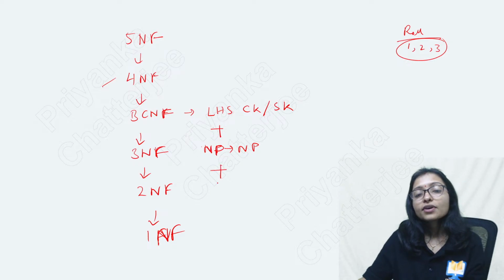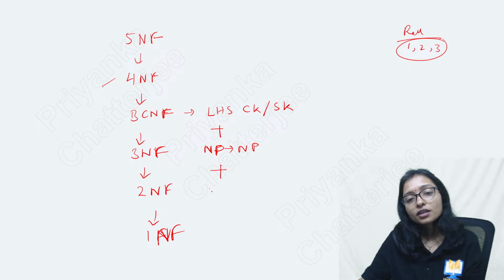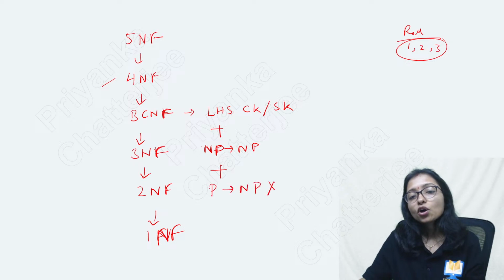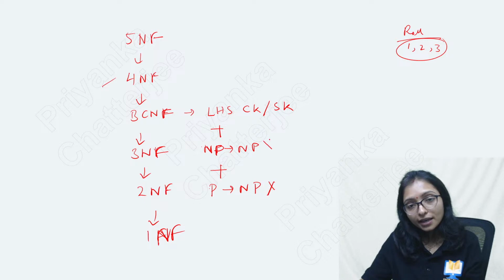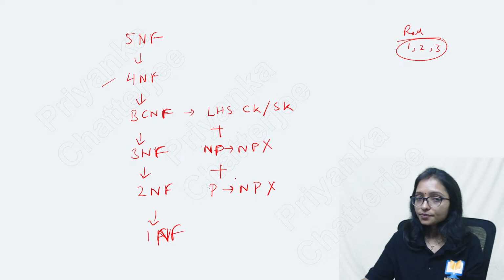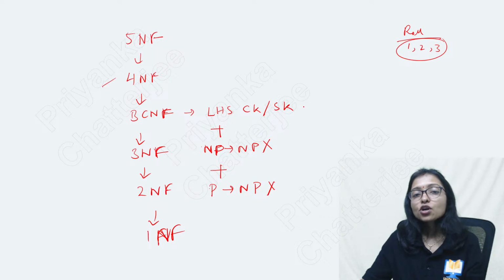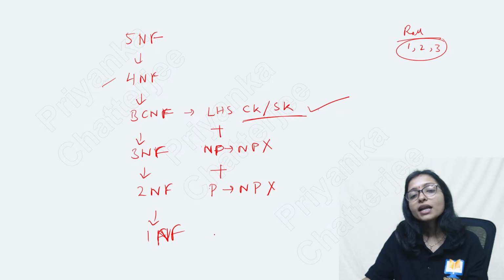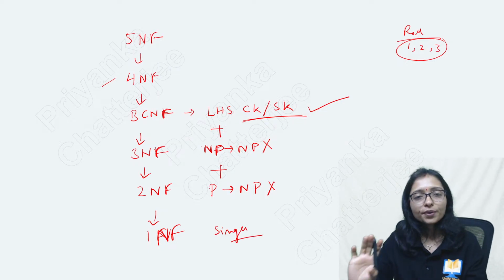Now in 2NF, another extra constraint is there: prime to non-prime is not allowed. Here non-prime to non-prime is also not allowed. Any of these are not allowed, and only this is allowed: left hand side should be a candidate key or super key. Other than that nothing is allowed. And 1NF means this is always a key, there will always be a single value, and there should not be any duplicate.